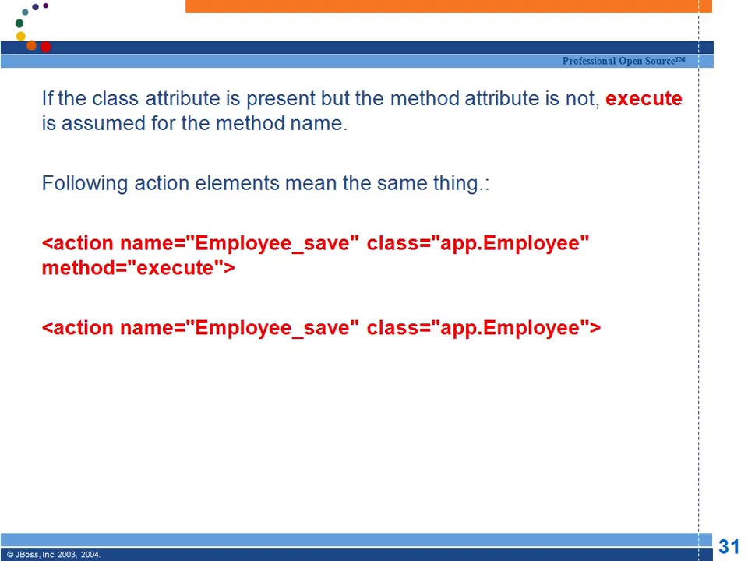If the class attribute is present, but the method attribute is not, execute is the method name. If you don't give a method name, these and these are the same. See here, there is no method name. The default method name assumed is execute.